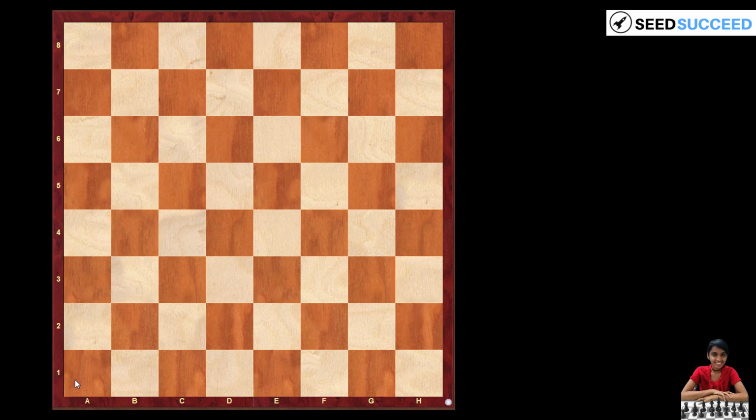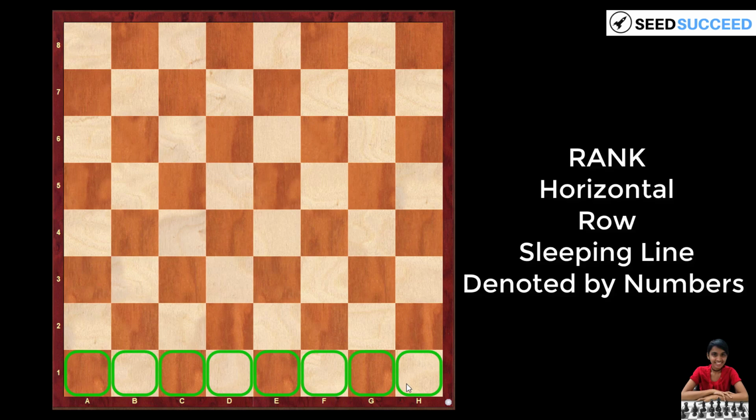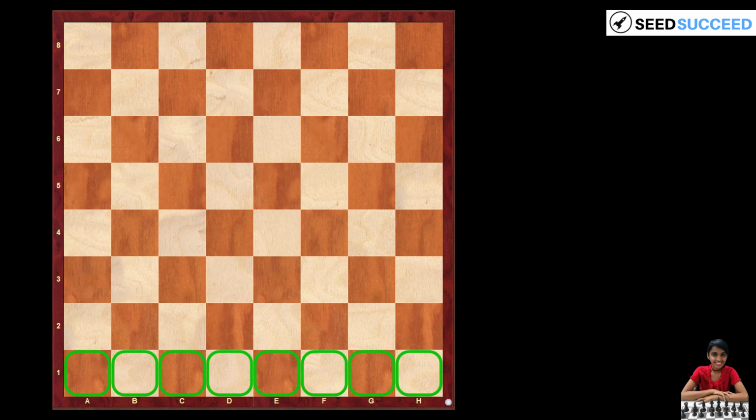Now these are rows, right? We call it rows, horizontal line, and kids call it a sleeping line, and in chess we call it a rank. So this is first rank. So ranks are named after the number.